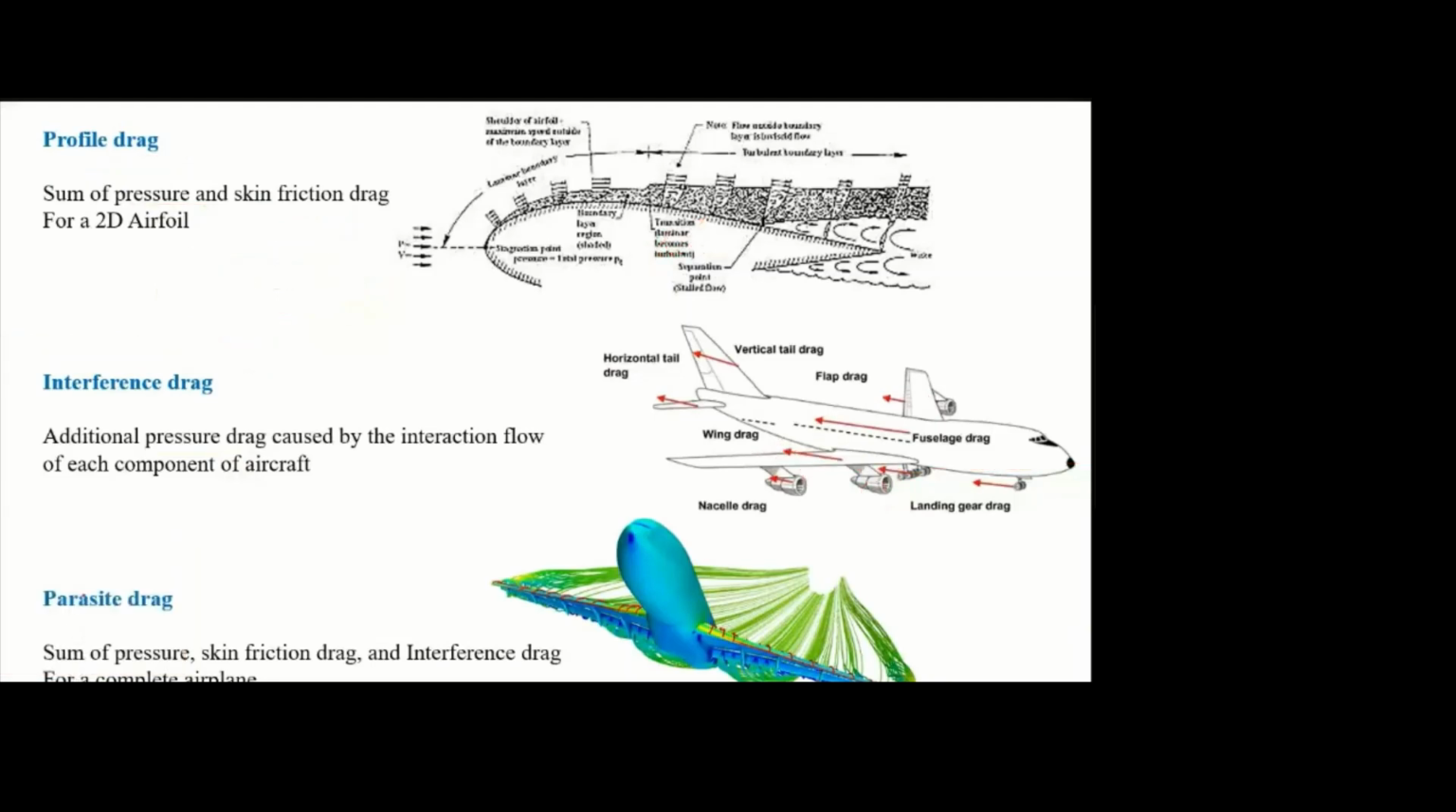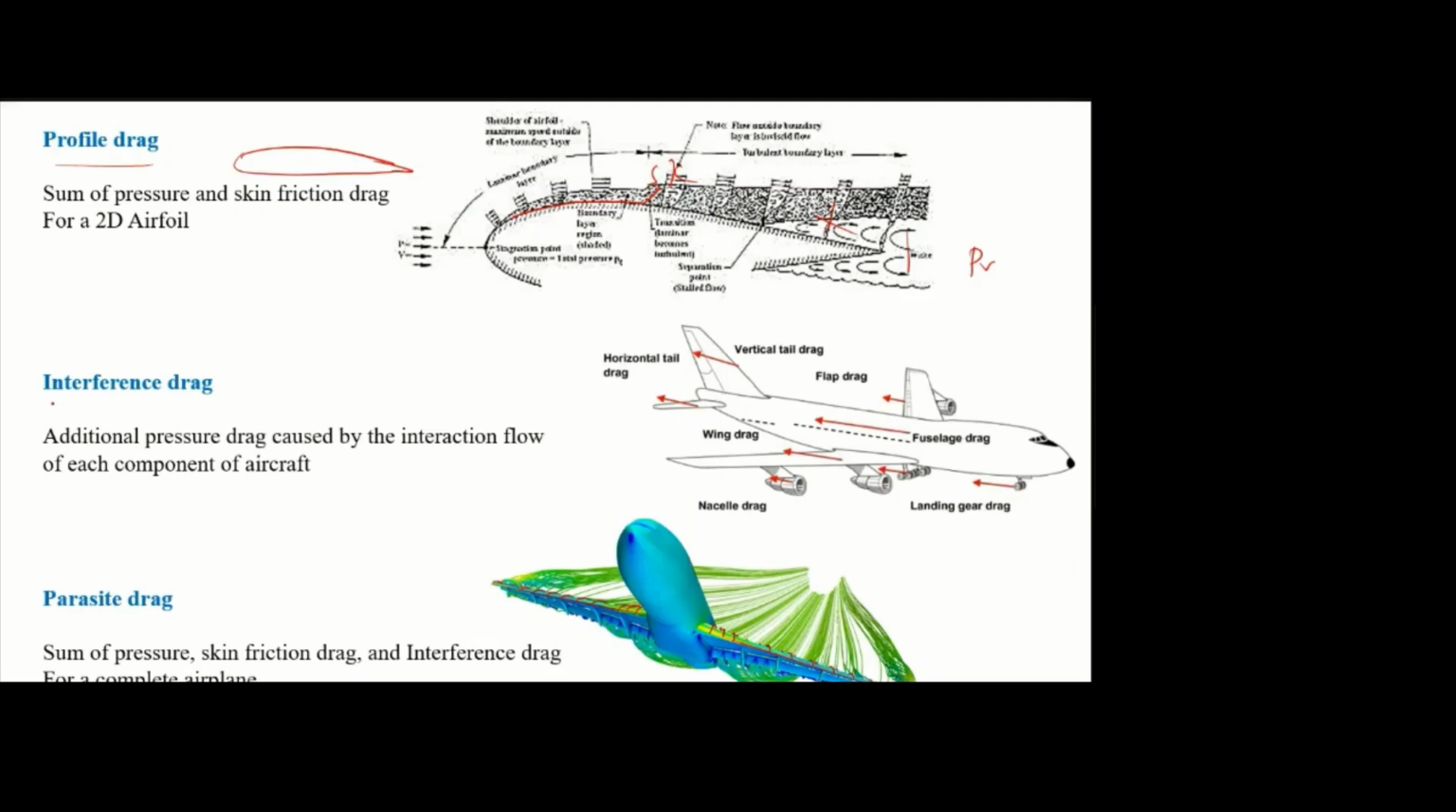Okay, so profile drag means it is for the airfoil profile. Due to the friction between these two, we are getting skin friction. Due to the separation, we are getting pressure drag. The sum of these two things is the total drag of the airfoil, the profile drag.